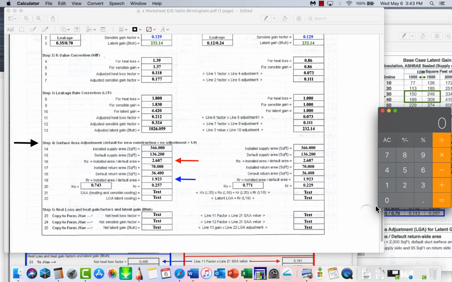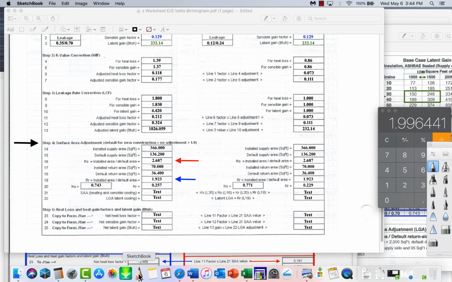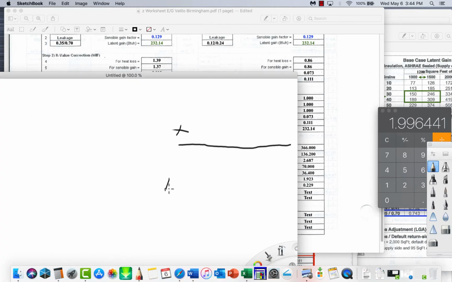All right, 0.743 times 2.687 equals, okay, we'll bring this up, 1.99641. Okay, then we're going to add whatever we get to this one right here.